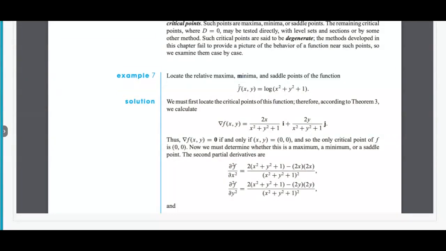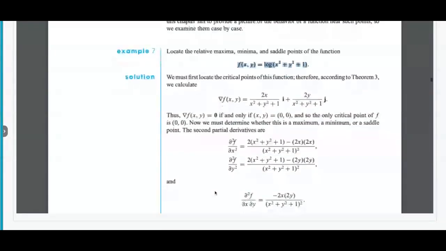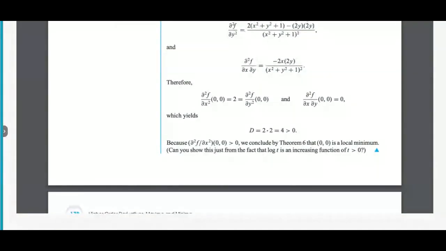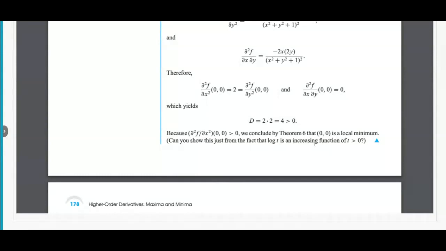Okay, this example, go through it yourself. Only the calculation is a little bit tedious, but the concept is the same. In the end, we also get the origin as the critical point. Then we use the second derivative test. We use the first derivative test to find the critical point is (0, 0). We use the second derivative test to find it's a local minimum.